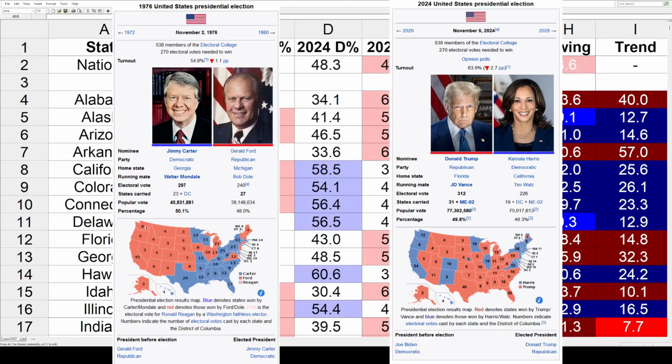Then in '24, you've seen it a million times, but Trump won it with 312. He carried 31 states and Maine second. He got 49.8%. Kamala Harris took the loss with 226. She got 19 states, D.C. and Nebraska second with 48.3%.